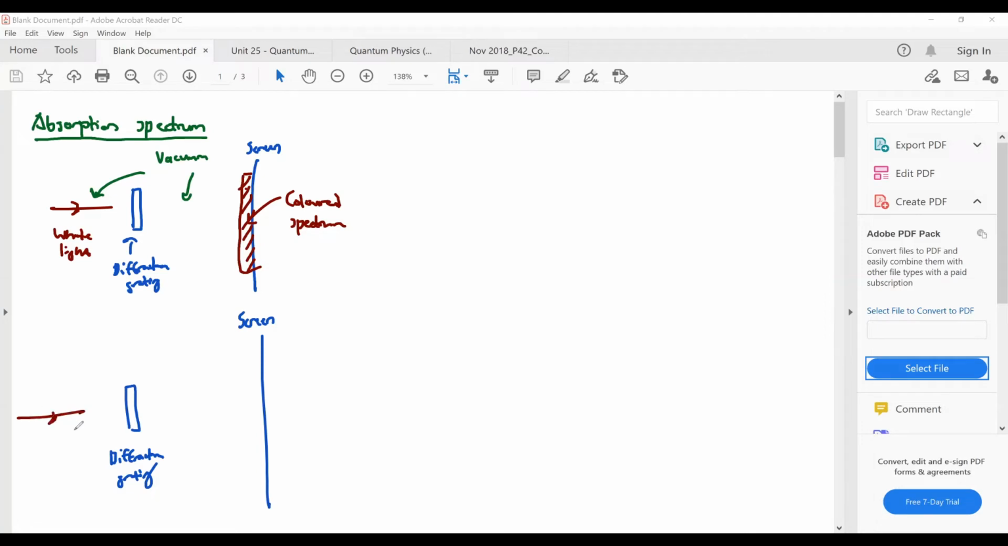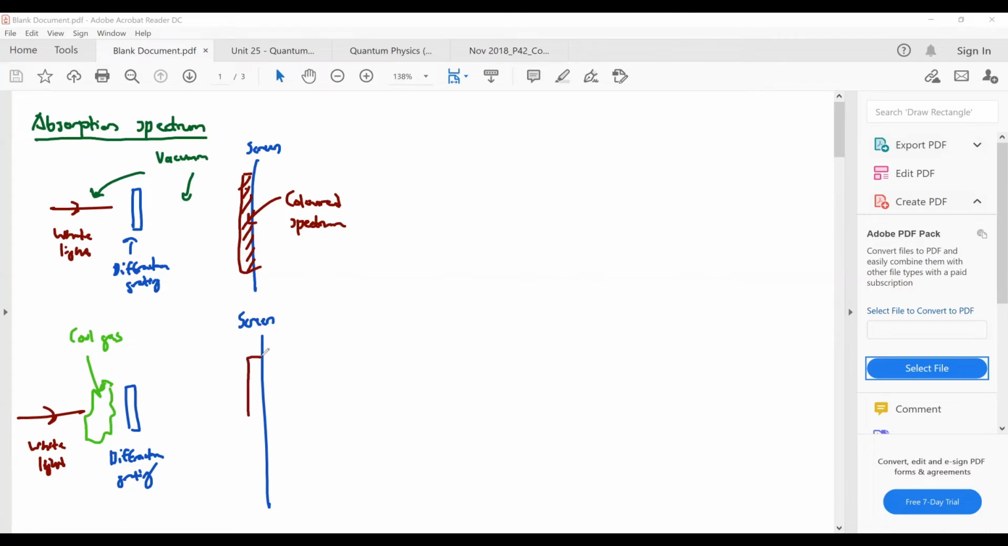Say this time I tell you I have white light, but in between, before hitting your diffraction grating, you have a layer of cool gas. This one is the layer of cool gas. Your white light passes through the cool gas before hitting the diffraction grating. So when your white light hits a layer of cool gas before passing through a diffraction grating, you will still expect that whatever light came inside here will be diffracted. Whatever different wavelengths of light you have, it will be deflected differently. So the colors will actually spread out over the screen.